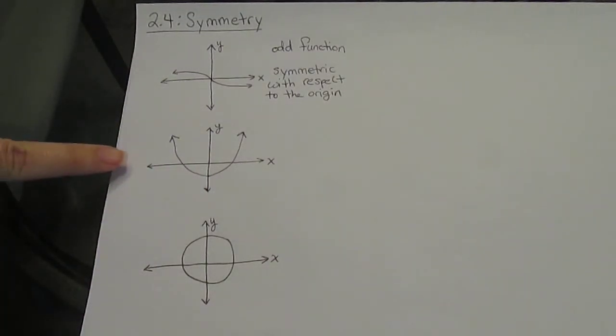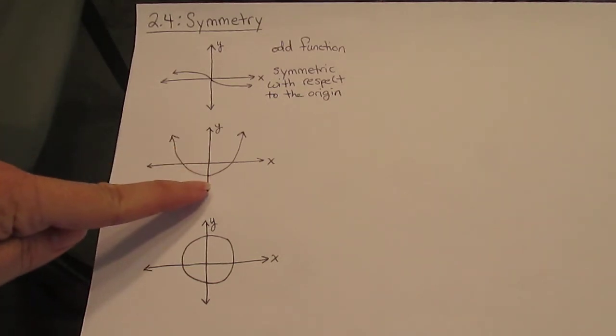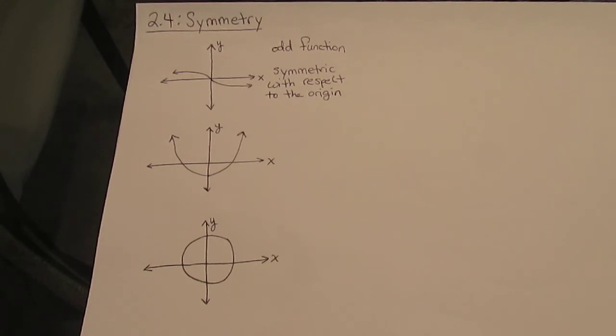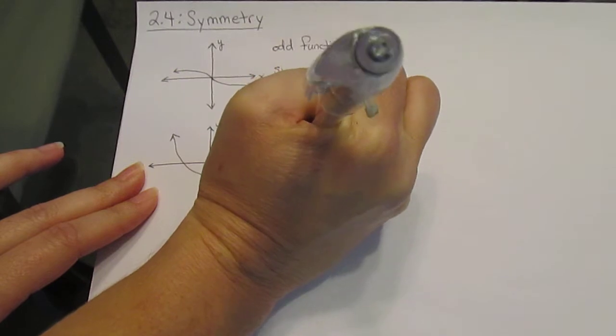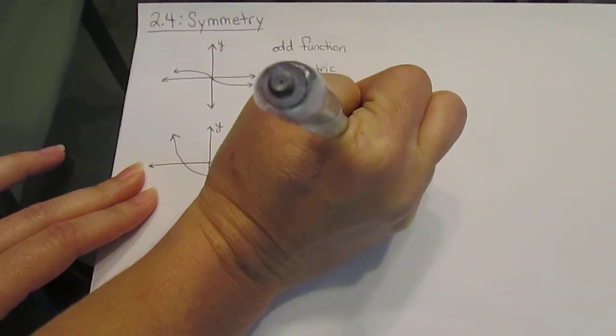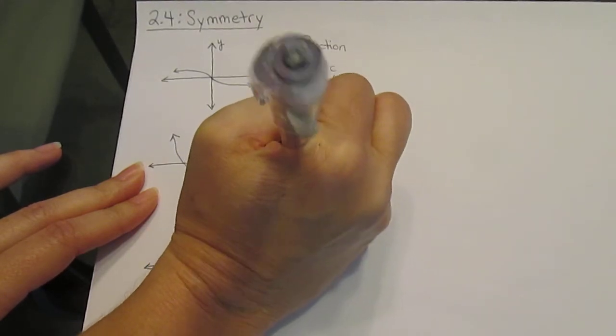Looking at our second graph, again, this one is a function. It passes the vertical line test. So we can go ahead and look at the symmetry. If we fold this one along the y-axis, it matches up on both sides. So this one is symmetric with respect to the y-axis. That is the only type of symmetry we see in this graph. So this one's an even function. Symmetric with respect to the y-axis.